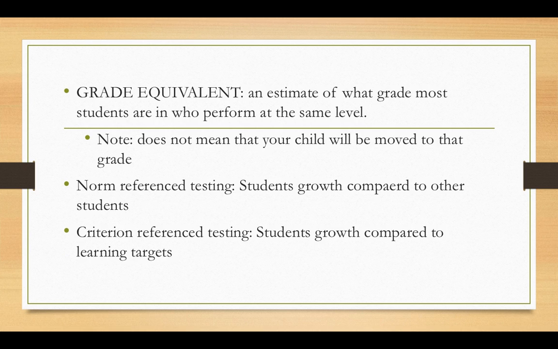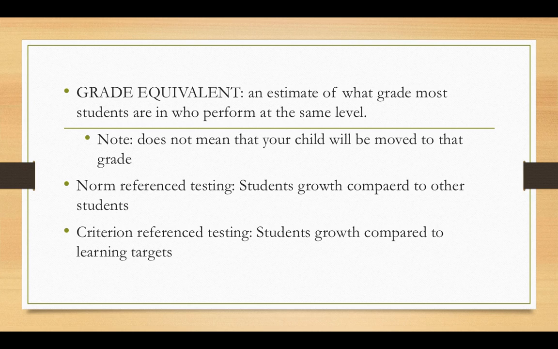Grade equivalent. A grade equivalent is an estimate of what grade most students are in who perform at the same level. So for example, our student that we've been talking about, let's say that they are in 9th grade and they're taking a 9th grade U.S. history EOC. If they score really well on the test, then their grade equivalent could mean that they are actually performing at an 11th grade level, so that they would be above the norm of the grade equivalent.